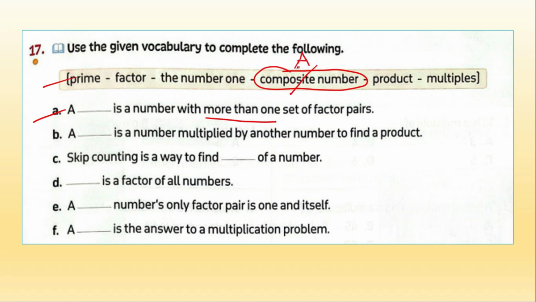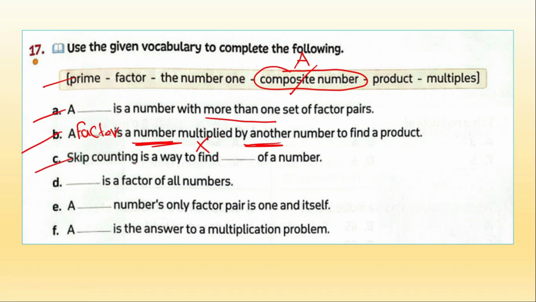We will write just the letter of each question so we do not make the video too long. Letter B. Which one is a number multiplied by another number to find the product? What is multiplied by another number to get the product? Of course, the factor. A factor times another factor gives the product.